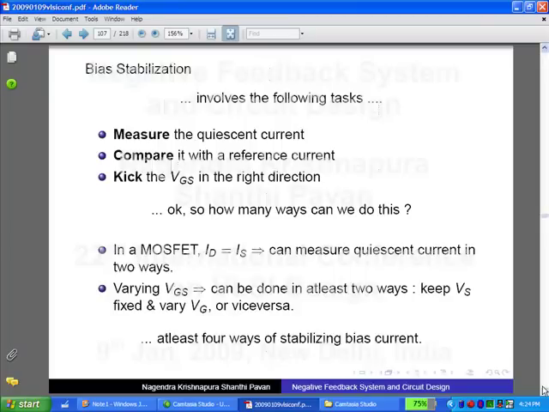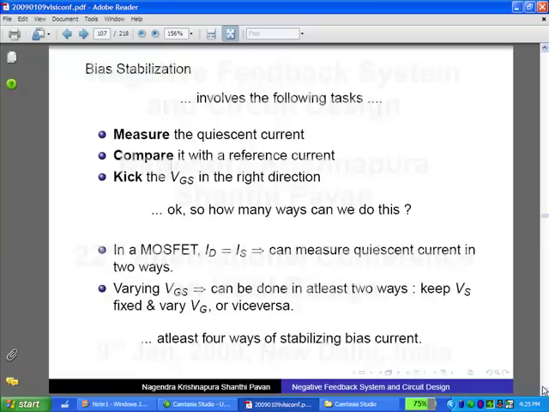You measure where you are, you compare where you want to be, and you kick yourself in the right direction, whether it's in your job or in your school or whatever, right? You want to get 90%, you have 5%, you work hard and get there, isn't it? So, all right. In a MOSFET, you want to measure current, right?